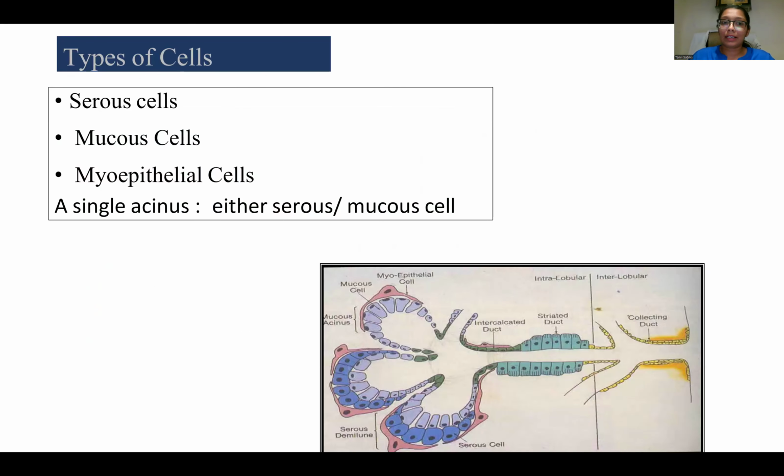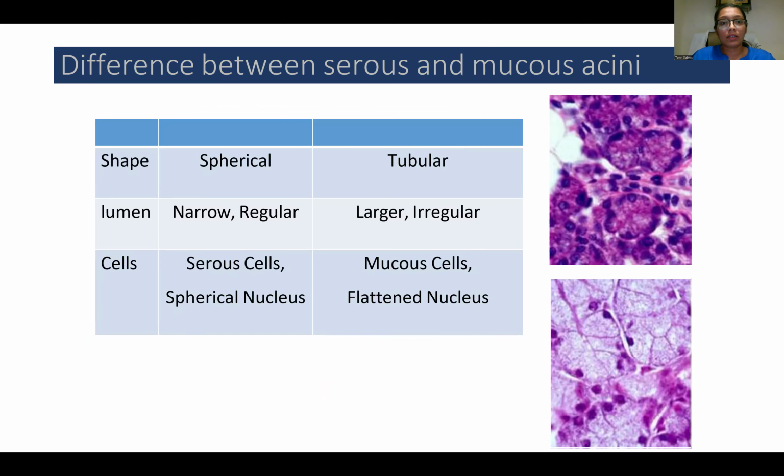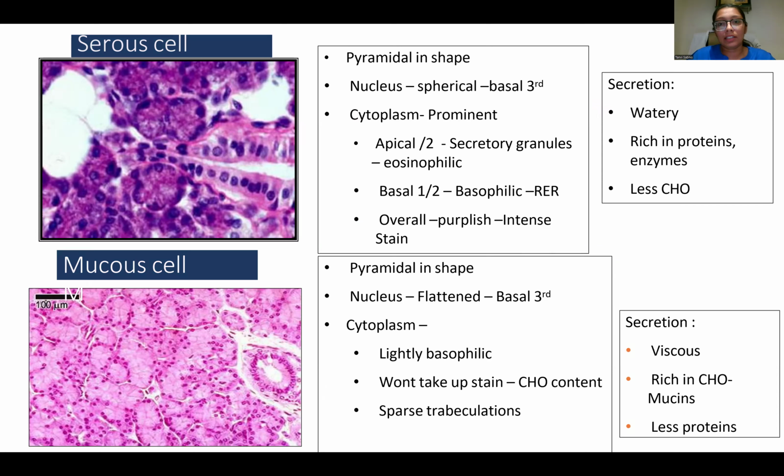So as I said, the types of cells can be serous cells, mucous cells, or the myoepithelial cells. Coming to the serous cells, they are going to be pyramidal in shape. They have a pointed apex. The apex is going to be towards the lumen, and they have a broader base, and the nucleus is spherical in nature, present at the basal third of the cell.